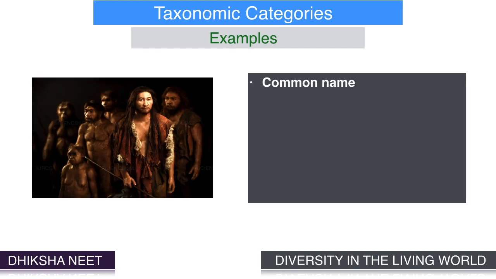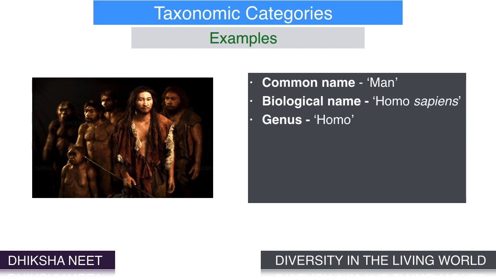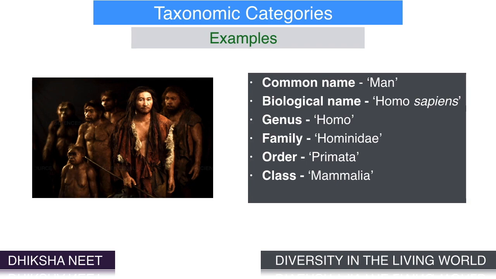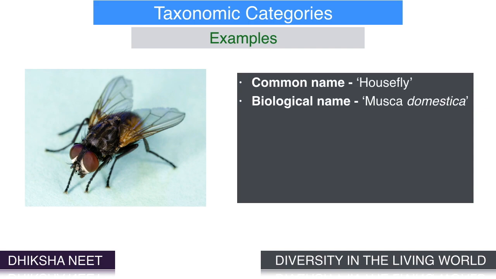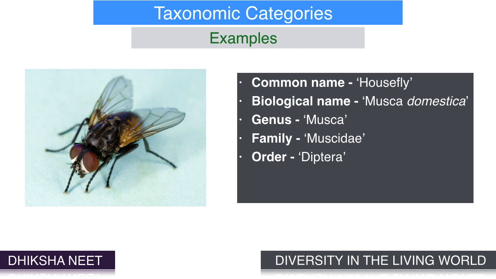Common name: man. Biological name: Homo sapiens. Genus: Homo. Family: Hominidae. Order: Primata. Class: Mammalia. Phylum: Chordata. Common name: housefly. Biological name: Musca domestica. Genus: Musca. Family: Muscidae. Order: Diptera. Class: Insecta. Phylum: Arthropoda.